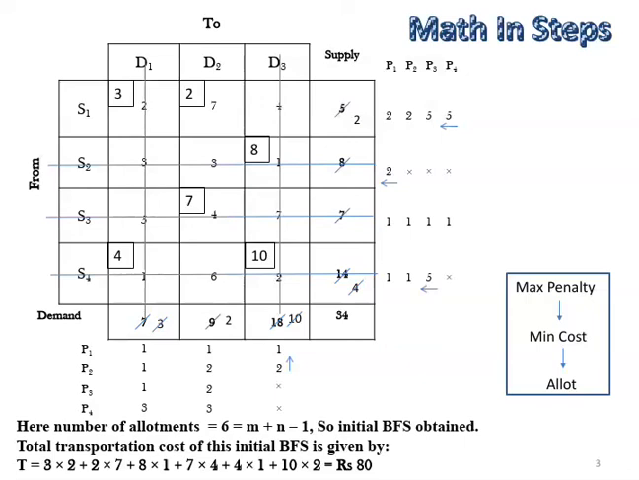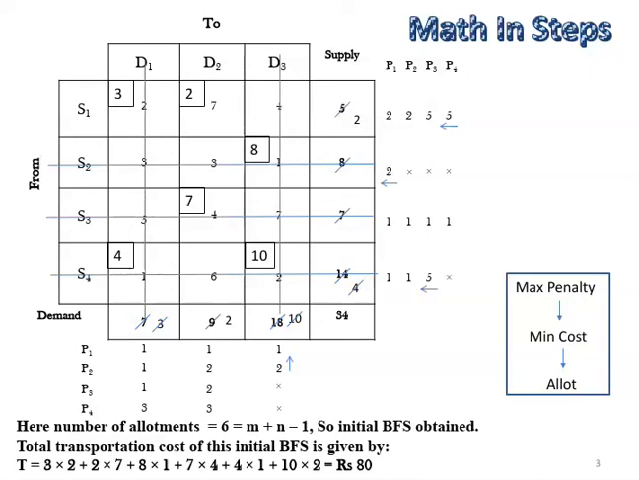And now we can see how many allotted cells we have got here. The number of allotments here are 6, which is the same as m plus n minus 1, where m is the number of rows and n is the number of columns, minus 1. So we have obtained the initial basic feasible solution by Vogel's approximation method, which in abbreviation is also known as the VAM method or the penalty method.